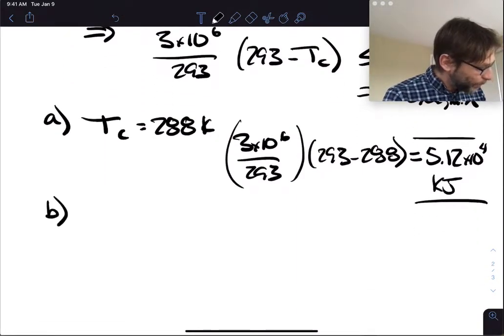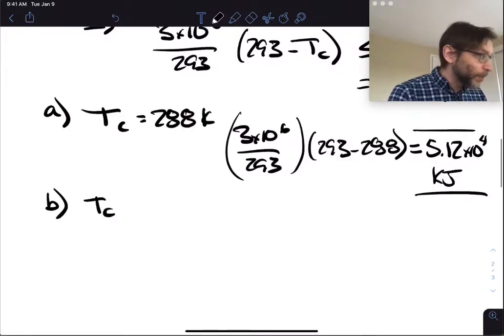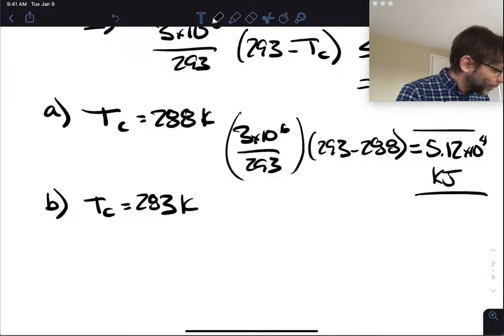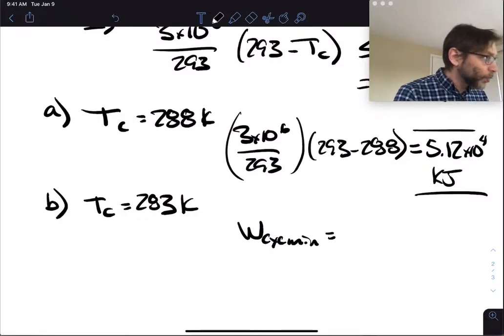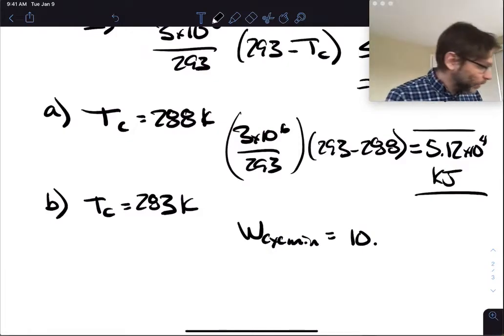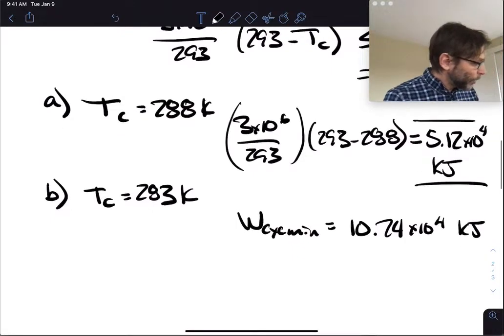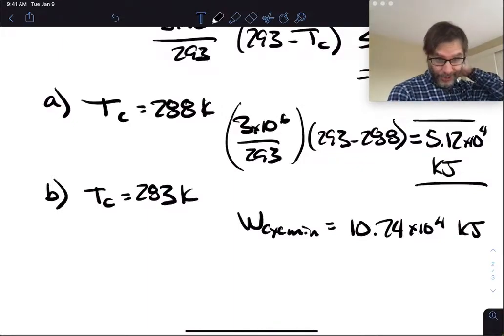Now if we do B, if we do the same thing, TC is equal to 283. It's a little colder. And then we get work cycle min is equal to 10.24 times 10 to the 4th kilojoules. I'm just going to give you the final answer, I'm not going to plug in the numbers over and over again. Whoa, it's pretty substantial, right? It's actually double. All we did was increase the temperature difference by 5 degrees Celsius, and it's that much more work that's required.